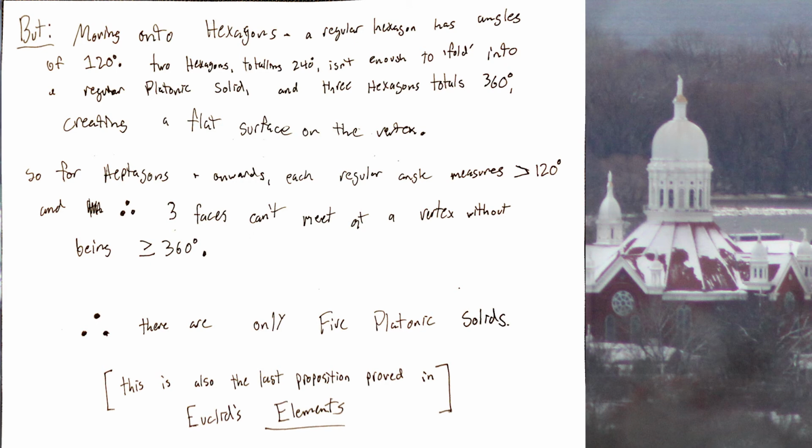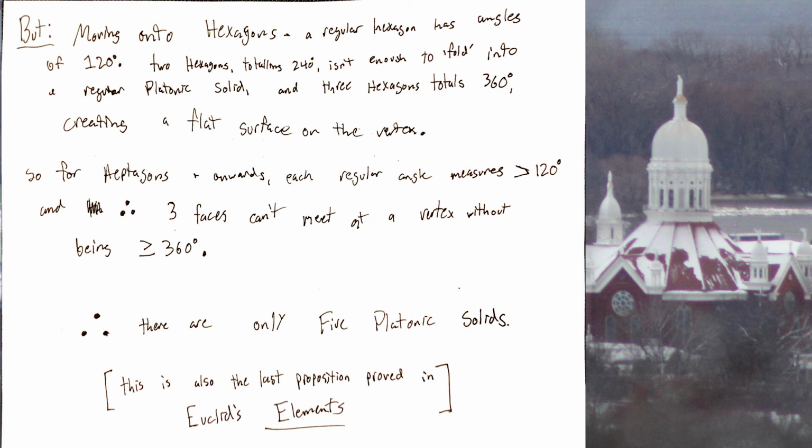All right, so let's move up to the 6-sided polygon. We got a hexagon here, and this is going to prove why we can't have anything above a pentagon be included in the 3D Platonic solids. For hexagons, a regular hexagon has angles of 120 degrees. So you can add 2 hexagons to get 240 degrees, but those 2 hexagons aren't enough to, in the 3-dimensional universe, fold up and create a regular polygon. And once you add another 120 degree angle to it, you get 360 degrees. So these 3 hexagons aren't going to be able to fold into a 3-dimensional shape, they actually just create a flat surface.